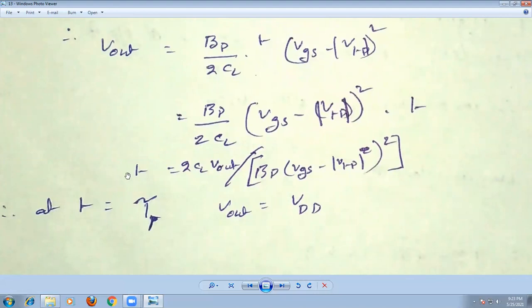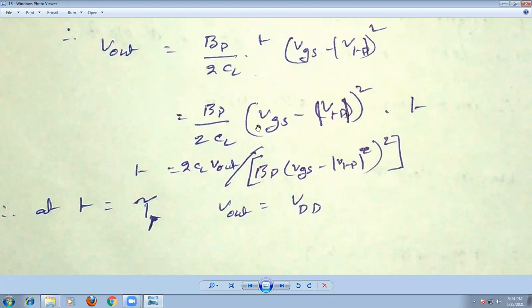T is equal to 2 CL into V out divided by beta P into (VGS minus magnitude of VTP) whole square. This is the equation you get. So this is the equation of T.